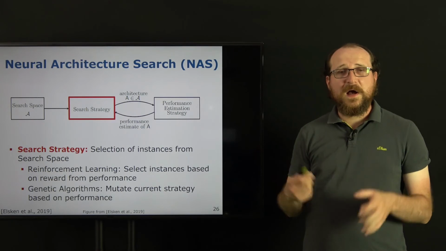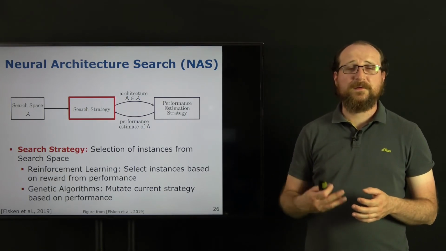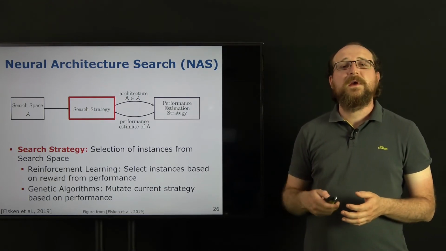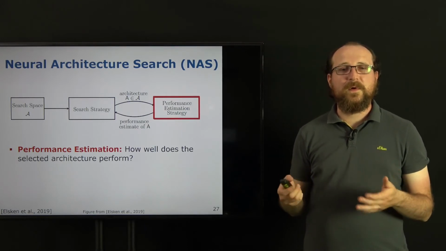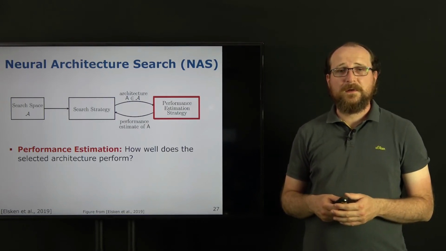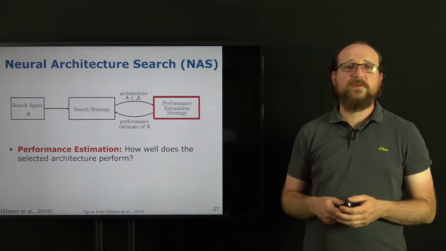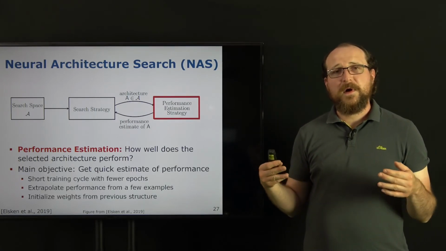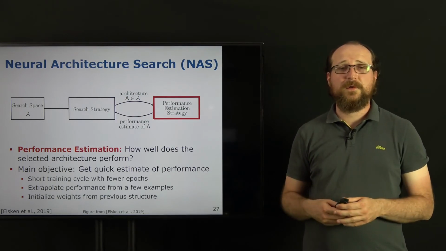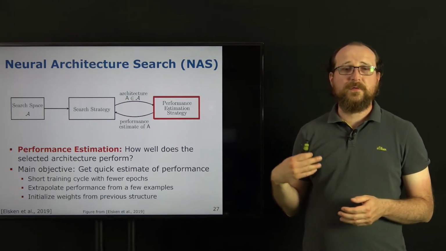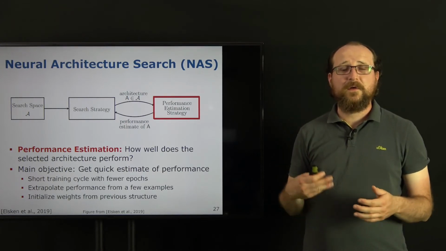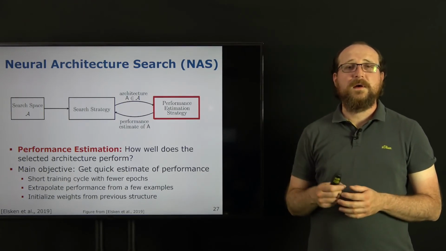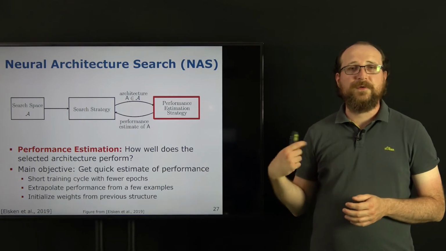And when we have this new architecture produced, which has as input the performance of the last architecture that we explored, we now have to decide how well the selected architecture performs. And of course, it's not the best idea to train every one of these networks until convergence. So people came up with ways of quickly getting an estimate of the performance. One common way is to use a shorter training cycle, not maybe 300 epochs, but maybe 100 epochs, and then take the performance that we get after 100 epochs as the performance estimate.